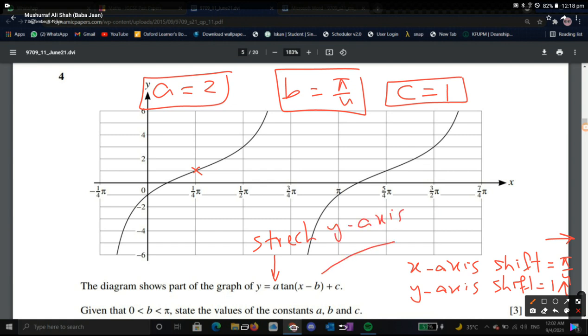This B is called translation along the x-axis, and this C is translation along the y-axis. So I hope the concept is totally clear.